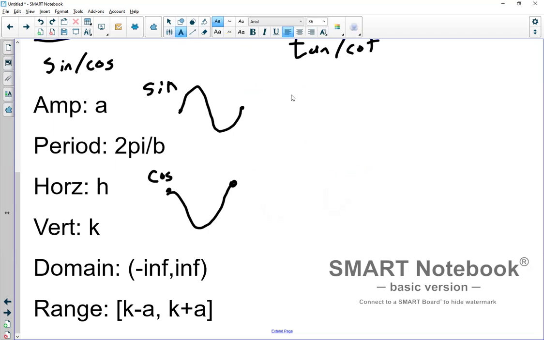All right. So that's sine cosine. I think that's a little bit more. We did like 3 days of that. You should feel comfortable with that. Let's talk about the other one, tangent, cotangent.